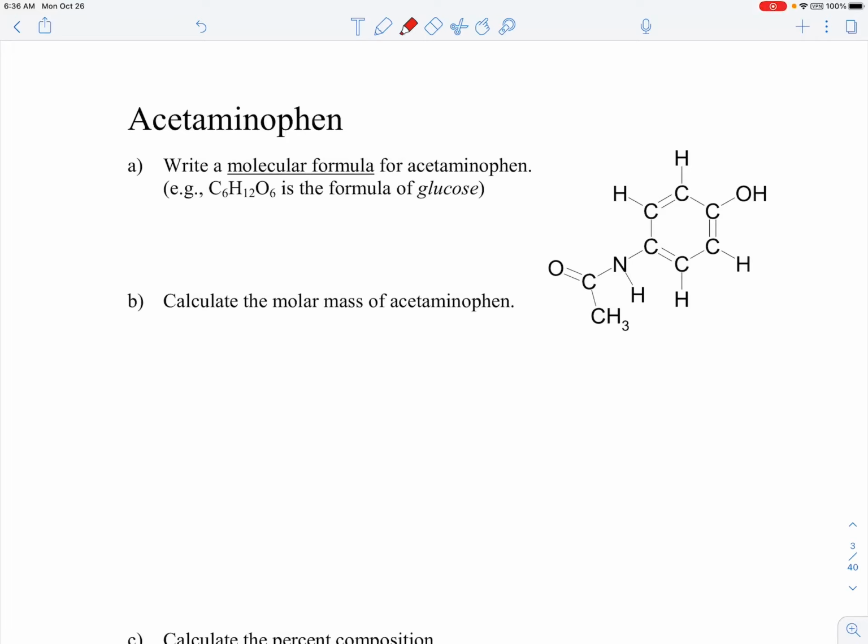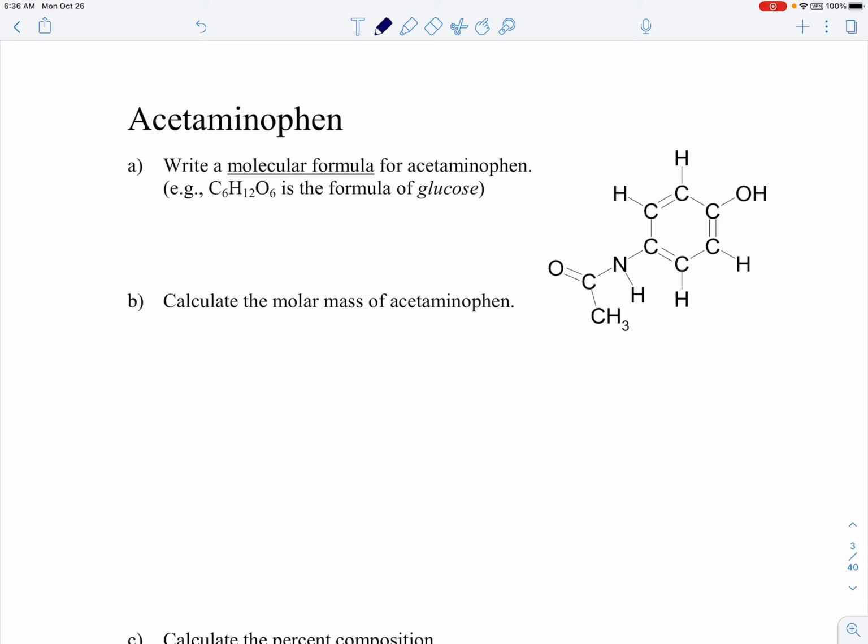Alright, in today's video we're looking at the first worksheet in the stoichiometry booklet. It's entitled Acetaminophen, which of course is the active ingredient in Tylenol pain relief. We're given here a picture of a molecule of acetaminophen. We can see it's molecular because it's made of just non-metal elements, so it's a covalent compound.